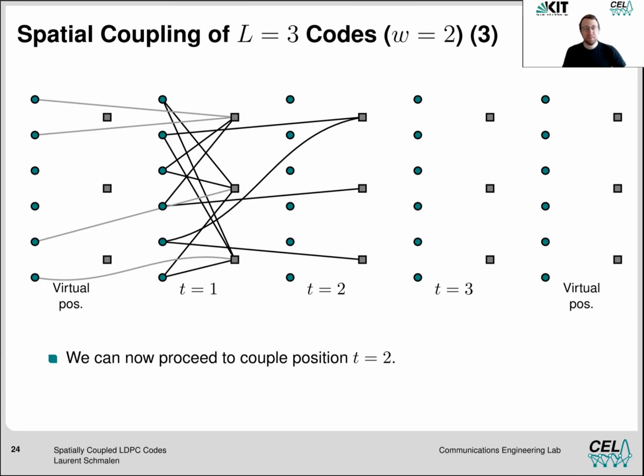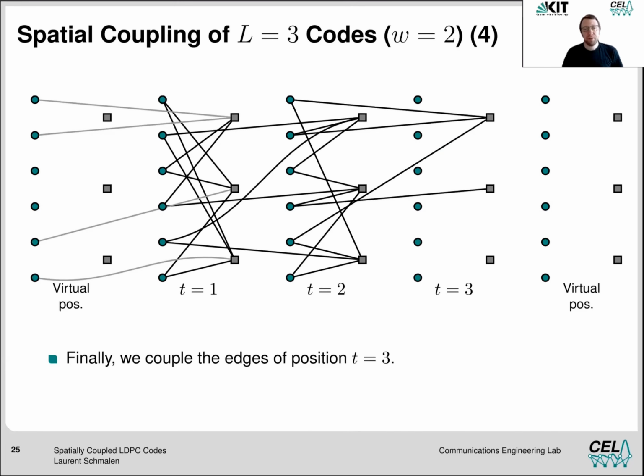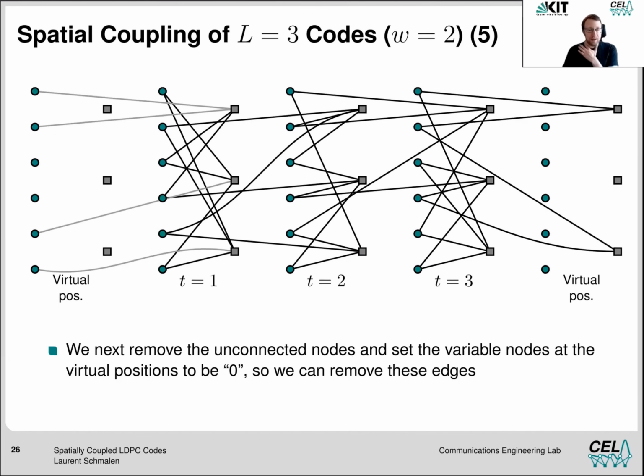And now we repeat this process for spatial position t equals 2. So we do the same for t equals 2. Again, we do a random experiment, and we do it such that the degrees of the different nodes are fulfilled. And we do the same for the third position. So now we have connected all our 3 codes.